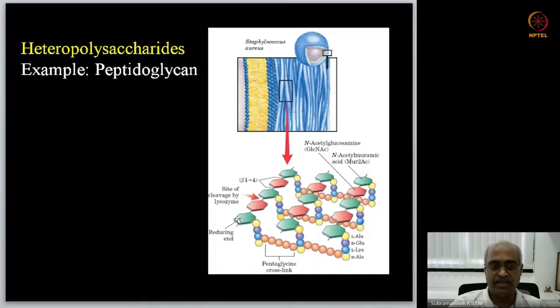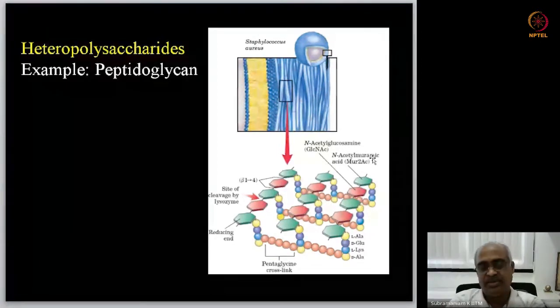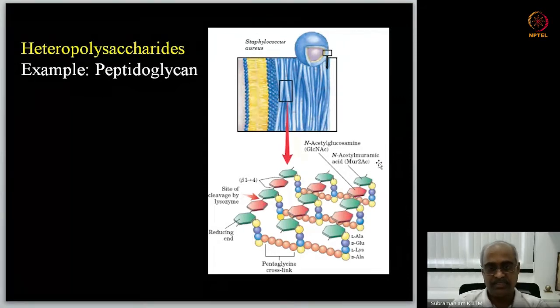So here you have N-acetyl-glucosamine and N-acetyl-muramic acid. N-acetyl-muramic acid, yesterday we saw, these are the modified monosaccharides. So this has a lactic acid group attached to carbon 3, while the carbon 2 has the amino group that is acetylated, N-acetyl-muramic acid, and then you have N-acetyl-glucosamine.